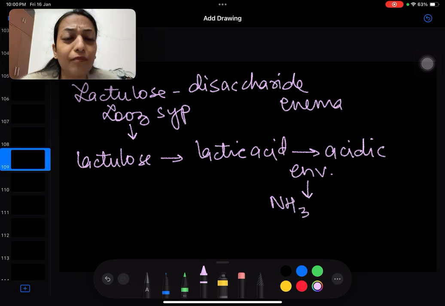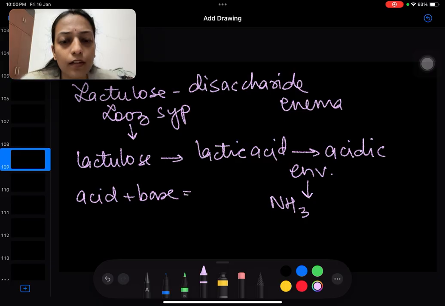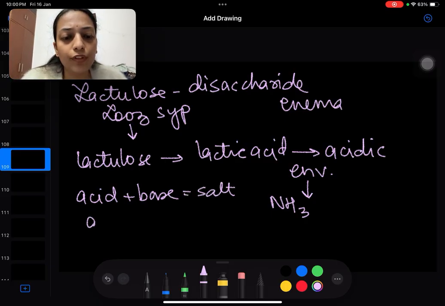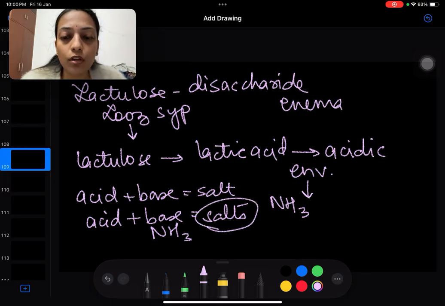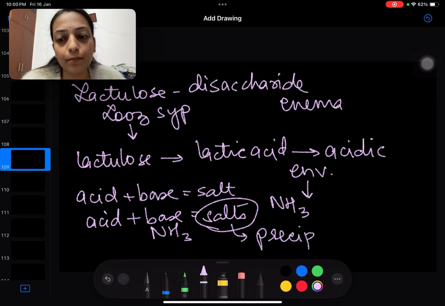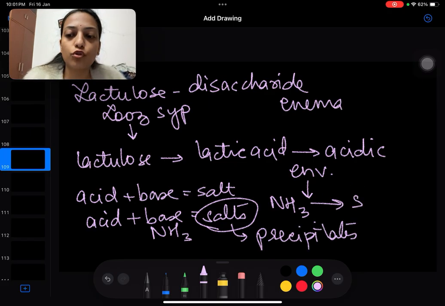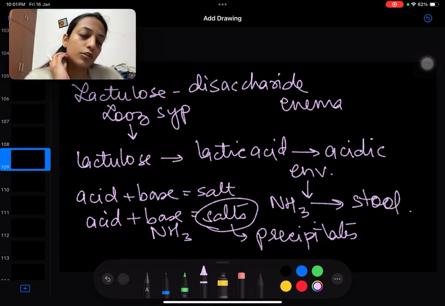How does it trap? Very easy thing. Acid plus base is equal to salt. We know that. So we are giving acid, base is our ammonia and it forms some salts. Right? So it becomes neutral basically. So when it becomes salt, it precipitates and then it is excreted in the stool. So that is how loose works, right?